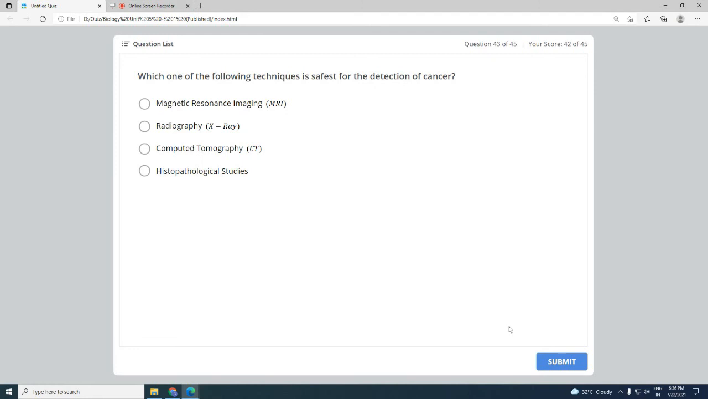Which one of the following techniques is safest for detection of the cancer? Which method? Is it MRI? We usually frequently use that. MRI, magnetic resonance imaging, but a little bit costlier than X-ray and CT. The second one, radiography, X-ray. Third one, computer tomography, CT. We usually call it CT scan. The fourth one, histopathological studies. Which is the right one?